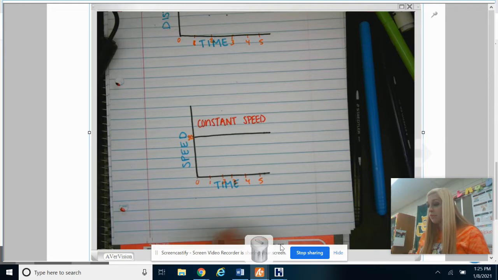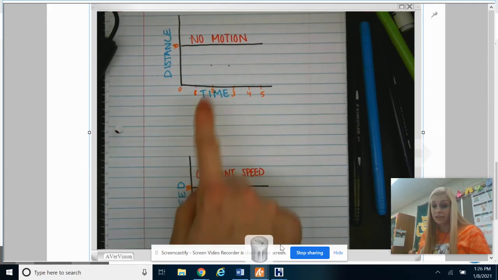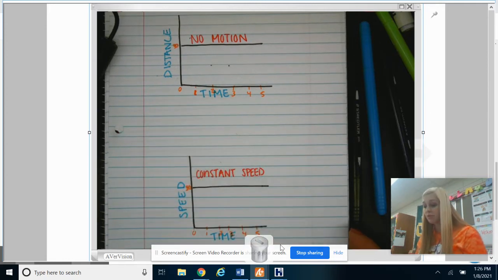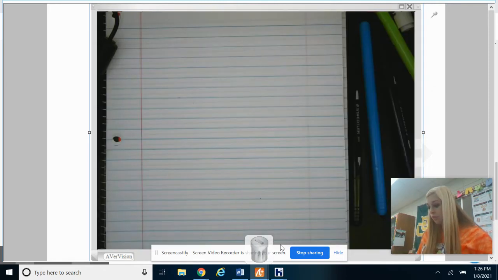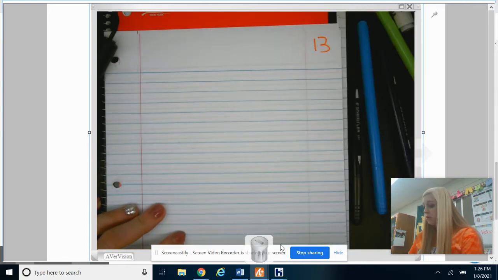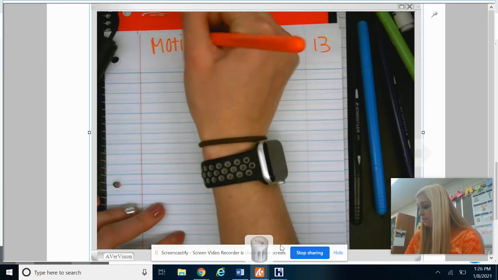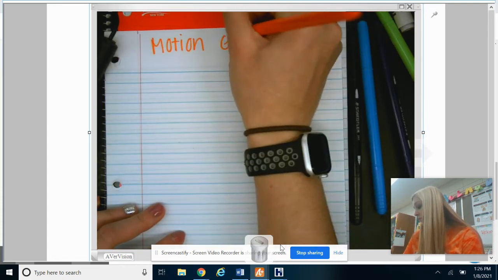All right, I wanted to point that out before we start our notes because in order to be successful, you have to always read the axis because we're going to look at two different types of graphs. All right, we are going to title these notes. This should be page 13. And we're going to title it Motion Graphs.